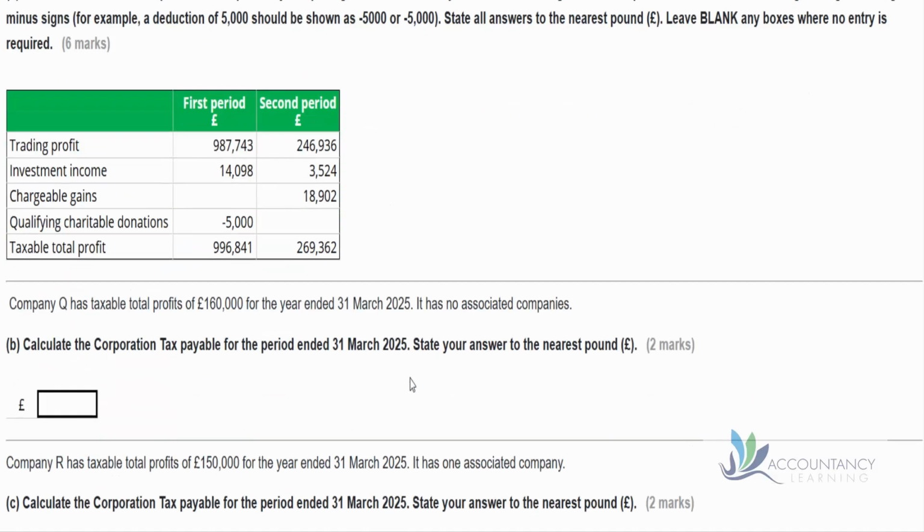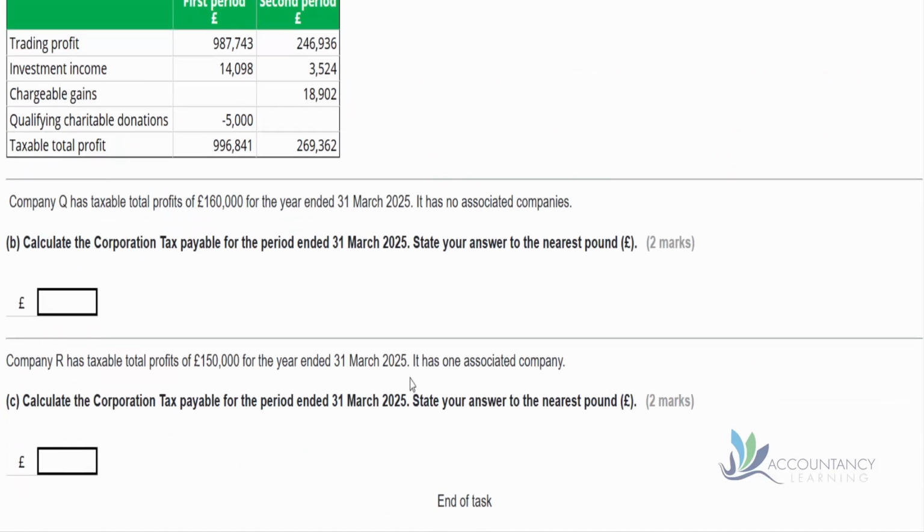Okay, so let's move on to the next part then. Company Q has taxable total profits of 160,000 for the year ended 31st of March 2025. It has no associated company. So we need to calculate the corporation tax payable for the period ended 31st of March 2025 and state our answer to the nearest pound.